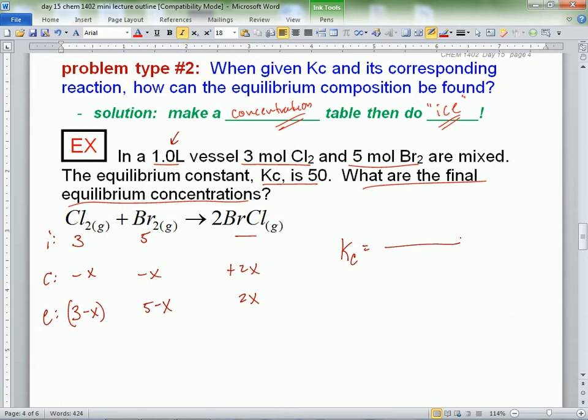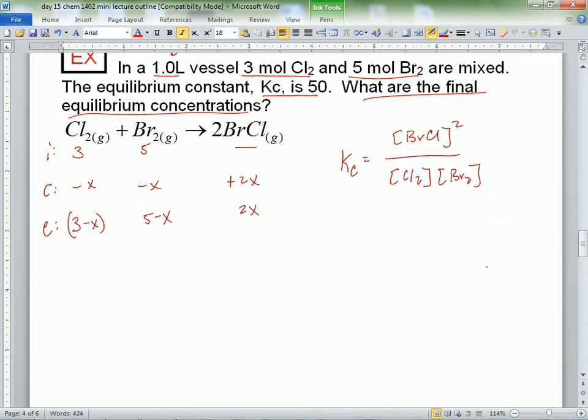Kc, let's write the expression for it. Yeah, products over reactants. So I'll have what on top? BrCl. BrCl. Perfect, squared. It's just, I don't know, man. People don't forget to write the squared if they write the BrCl. They just don't. Then on the bottom, just chlorine and bromine. So it's a healthy thing to do because you're going to see this is a lot of work, this problem is. Okay, now we substitute everything in.